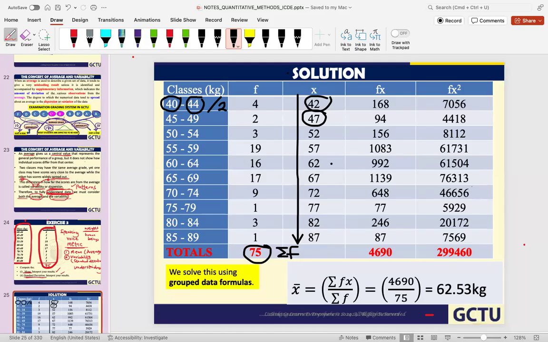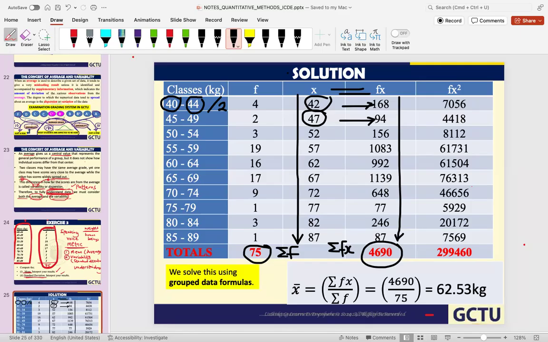Once you have the x, the formula says sigma fx. So you multiply this f and this x, and that will give you this one. So 4 times 42 will give you 168. 2 times 47 will give you 94. You do the same for the others, and then you keep coming down. Finally, you add all, and then you have 4690. So this will become your sigma fx, 4690.